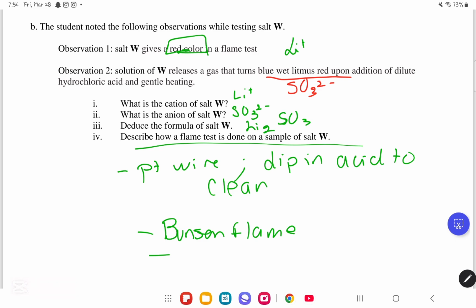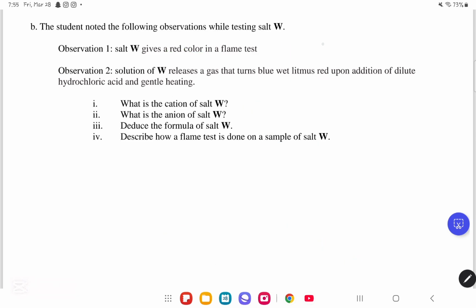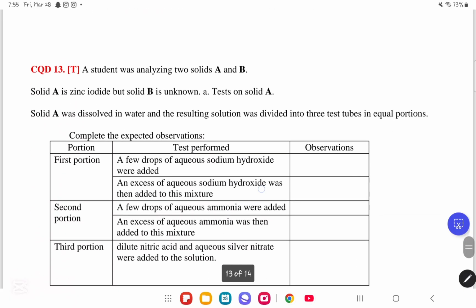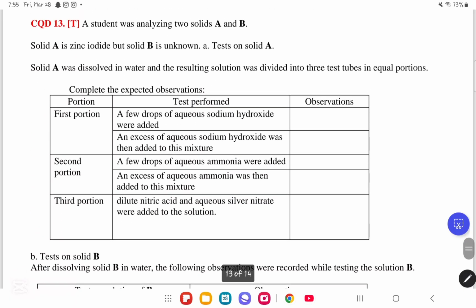Before you dip it in the Bunsen flame, you should have dipped it in the acid. Now to check if it's clean, you will put it in the Bunsen flame and it will not give any color. Then you dip it in the solution and you put it in the flame and then it will give you the color. Now that is it for this CQD. We move on to CQD number 13 top.